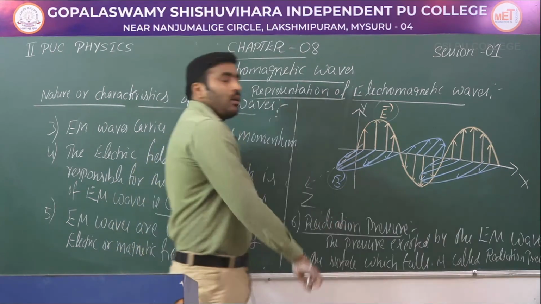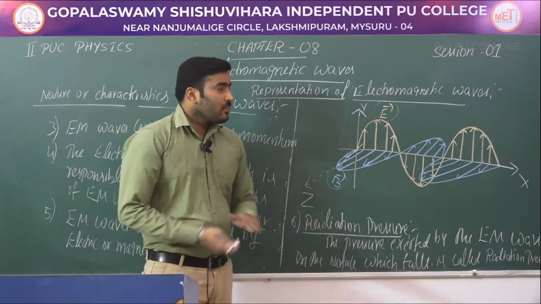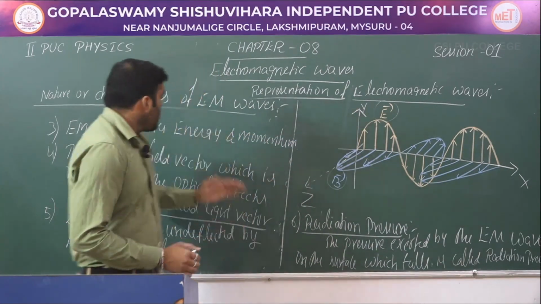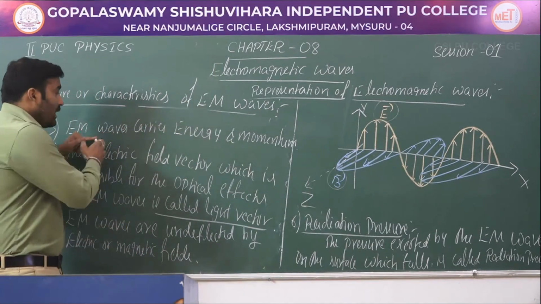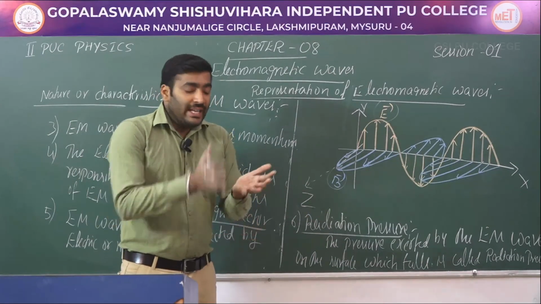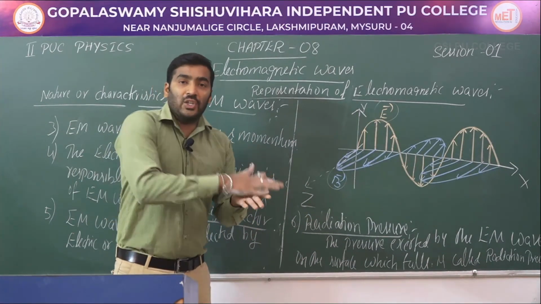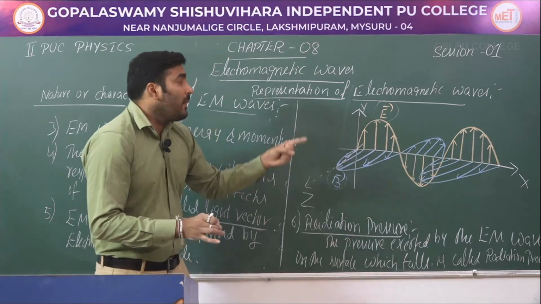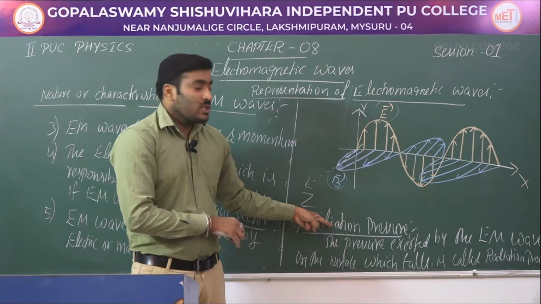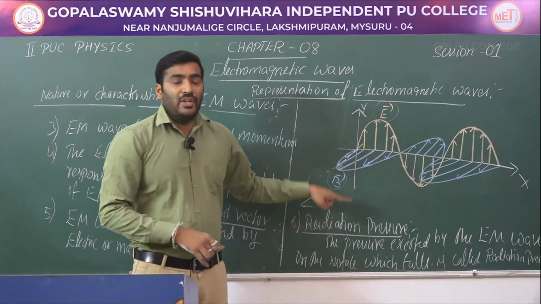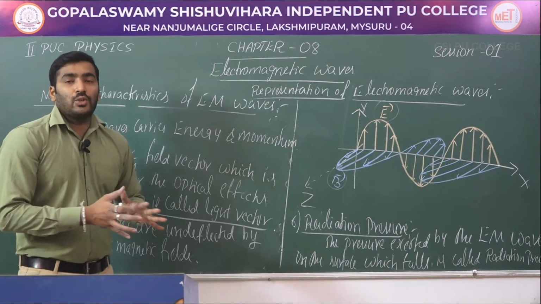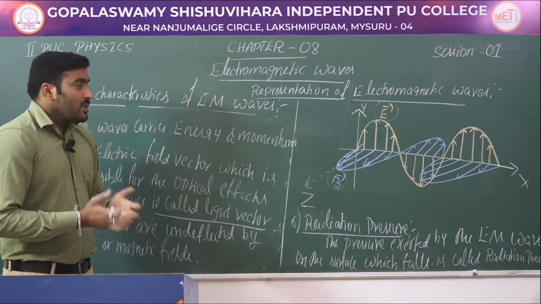radiation pressure. So what is radiation pressure? I said that electromagnetic waves consist of energy and momentum, correct? So in this property we said that electromagnetic waves carry energy and momentum. That is why when it falls on any surface it exerts a pressure on that surface. The pressure exerted by the electromagnetic waves on the surface on which they fall is called radiation pressure. Yes, these are the important properties of electromagnetic waves. Okay, so we'll see one by one.